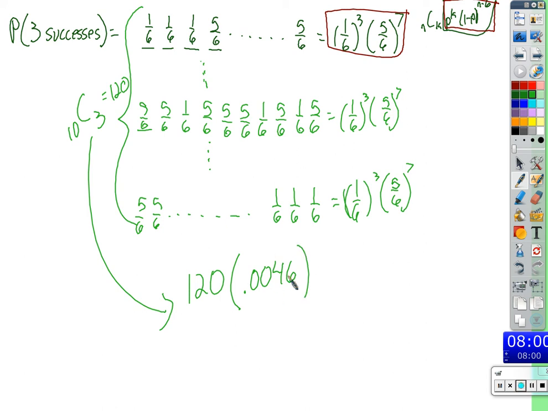So this particular scenario is pretty unlikely: a 5, a 5, a 5, a 5, a 5, a 5, a 5, and a not 5. Fairly unlikely. There is a 0.46% chance that that will happen. But that's not the only way that we can get 3 out of 10 successes. There are 120 different ways that we could get 3 successes out of 10.